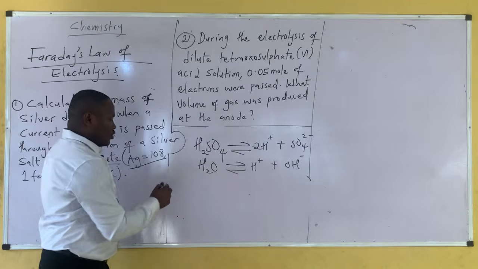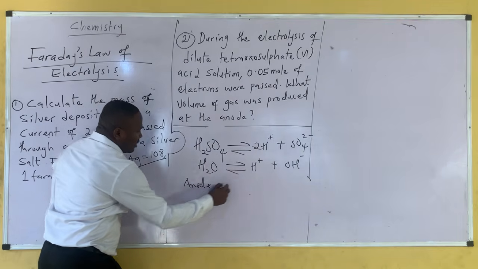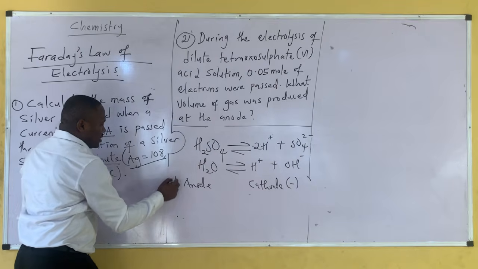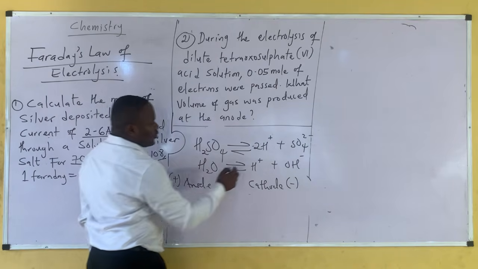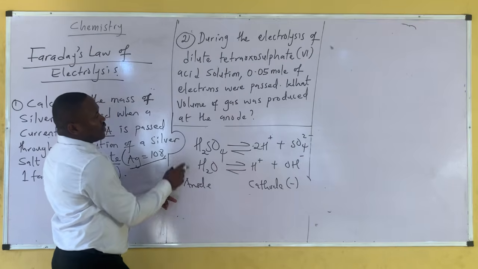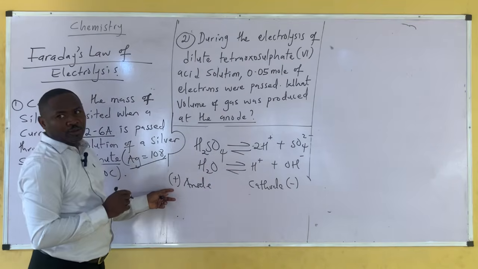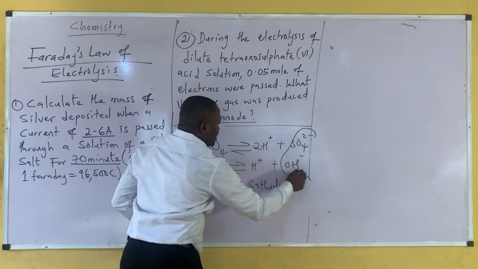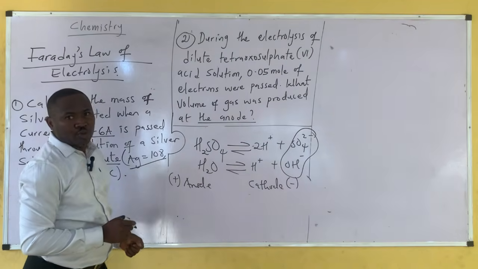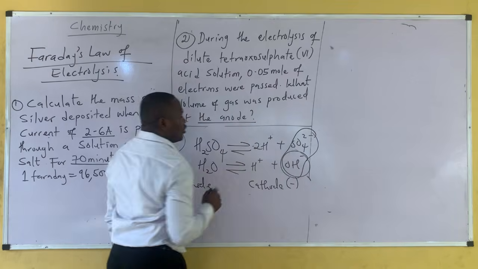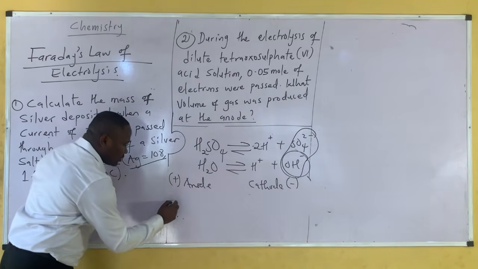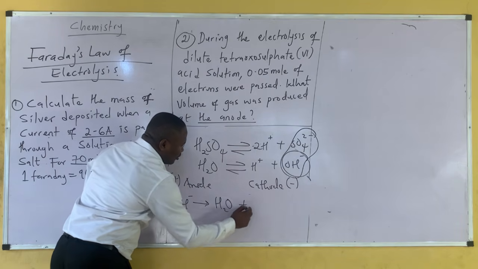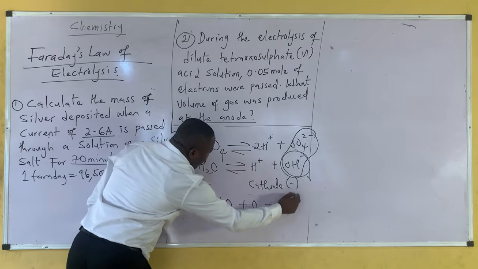Now remember, you have the anode and you have the cathode. Remember, the cathode is negative, the anode is positive. So we are considering the anode. Now at the anode, which ions will come over this way? It's either of these two. Now remember, based on position, this will be favored, OH minus. So my reaction is OH minus to give me H2O plus O2 plus 4 electrons.